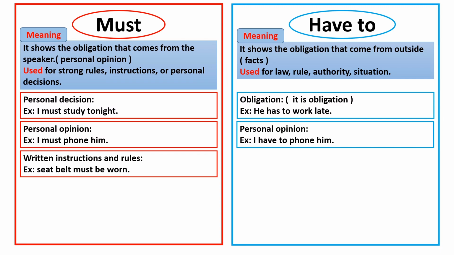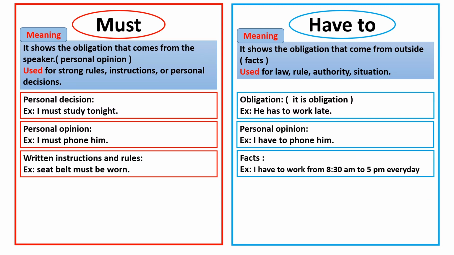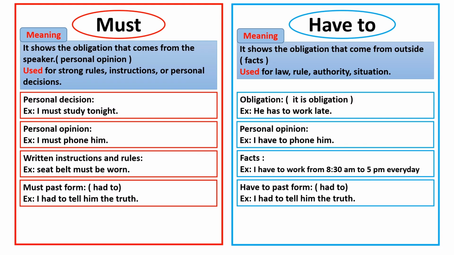Must and have to have the same past form. We use had to with both in the past tense. For example, with must: I had to tell him the truth. And with have to: I had to tell him the truth. So for both of them we use had to in the past.